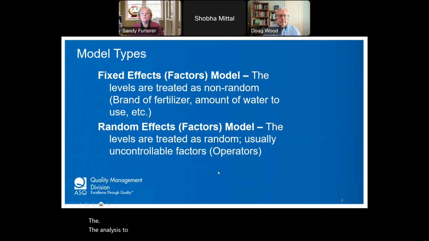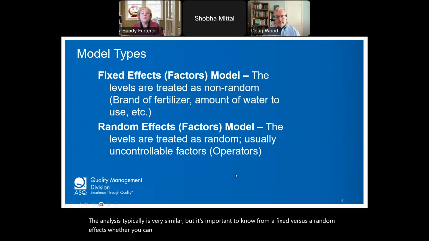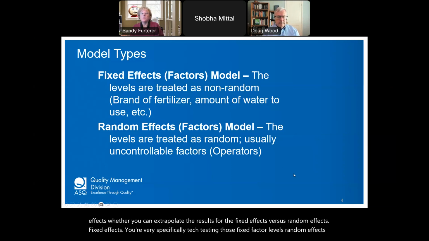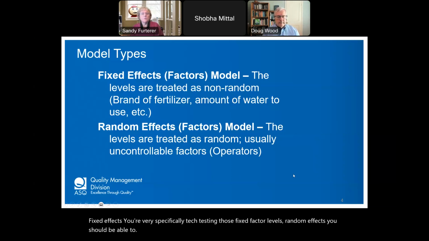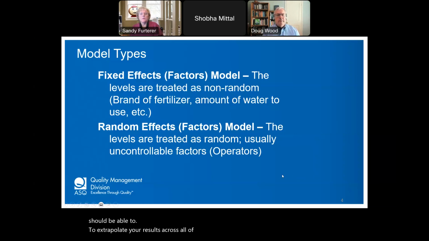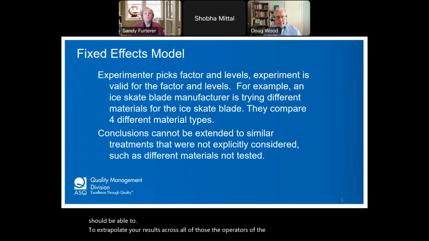So the analysis typically is very similar, but it's important to know from a fixed versus a random effects perspective whether you can extrapolate the results. For fixed effects, you're very specifically testing those fixed factor levels. For random effects, you should be able to extrapolate your results across all of those, the operators or the equipment or whatever it is. So again, I guess I'm a little ahead of myself. I have an example that I'm going to use here.